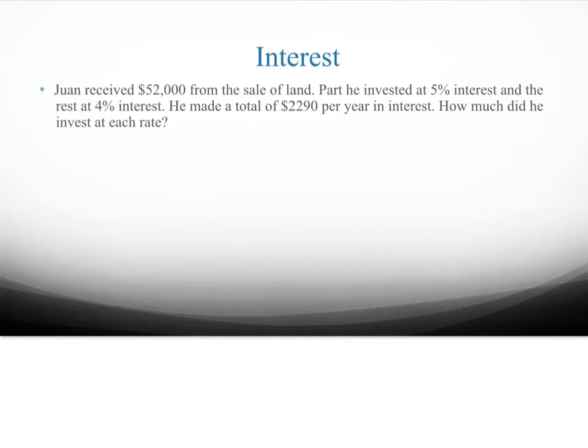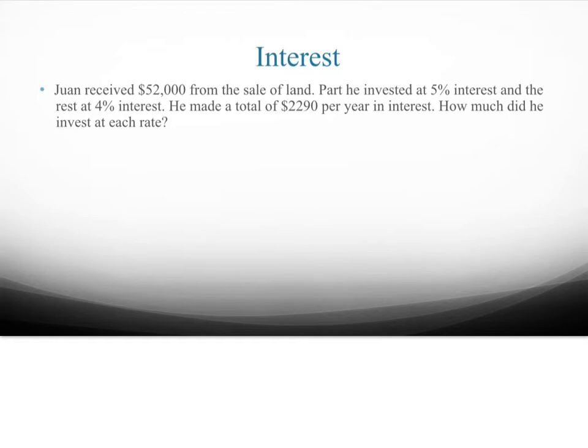Let's examine how a first-degree equation presents in application problems. So let's suppose that Juan has received $52,000 from selling some land. He invests part at 5% and the rest at 4%, and he makes a total of $2,290 in interest per year. How much did he invest at each rate?